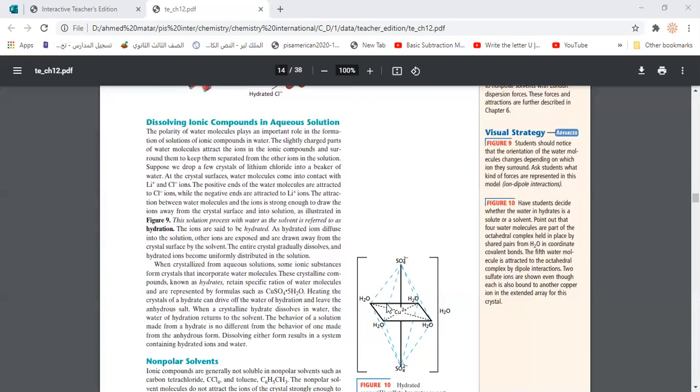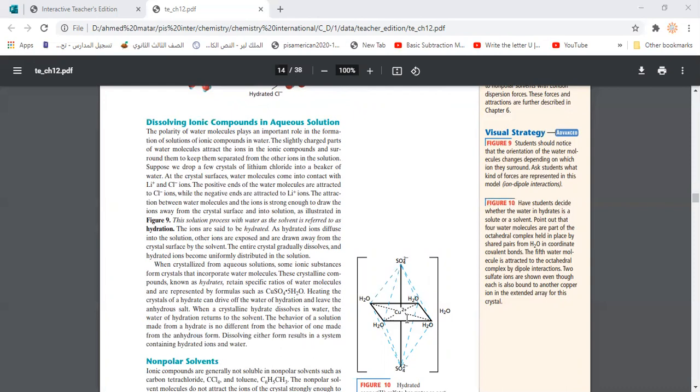So what happens when hydrates dissolve? Actually, once we dissolve hydrates, they act like a non-hydrous crystal. That means once we put this substance in water, the water of hydration returns back to the solvent, and then the crystals of copper sulfate dissociate or break down in the same manner as what happened with lithium chloride, as we explained before.